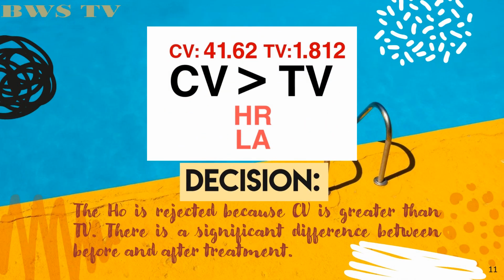You have the value of CV and TV. CV is 41.62 and TV is 1.812. We can see the huge difference, and we could really say that CV is greater than TV. So we can conclude that the HO is rejected because CV is greater than TV. There is a significant difference between before and after treatment. So all you have to remember is HRLA. If CV is higher, the null hypothesis is rejected. If the CV is lower, the null hypothesis is accepted.